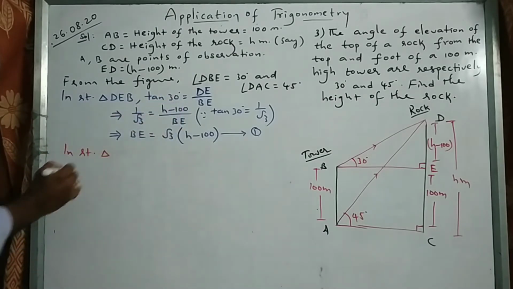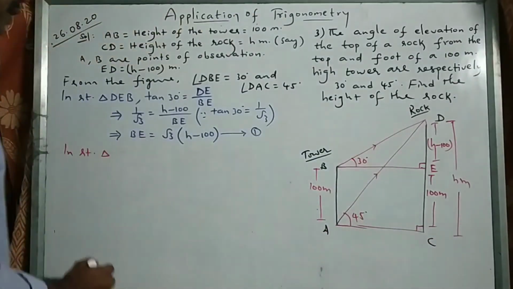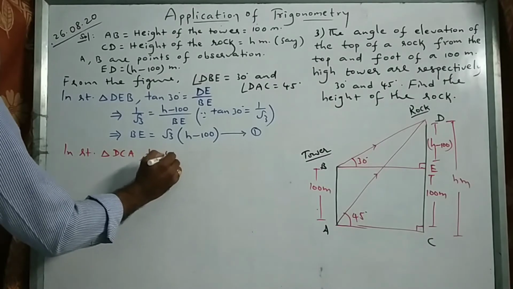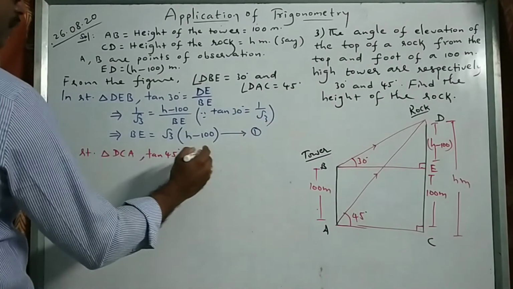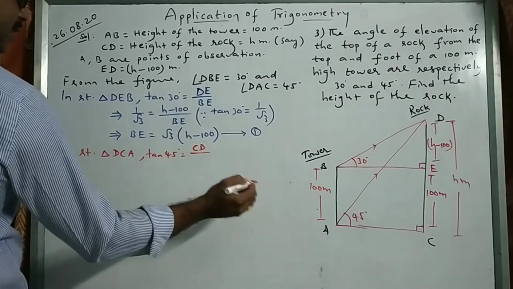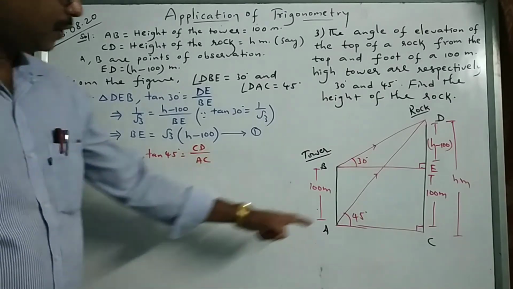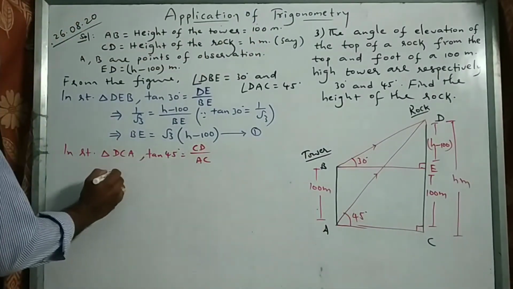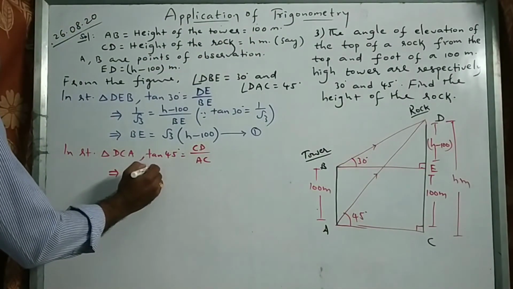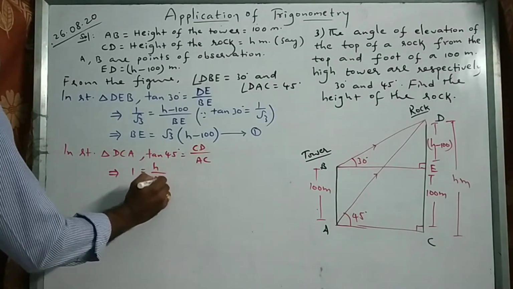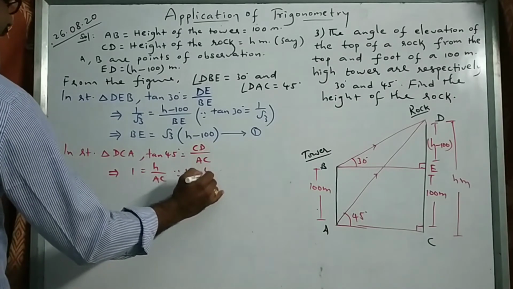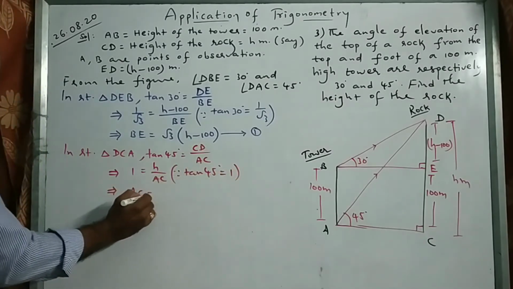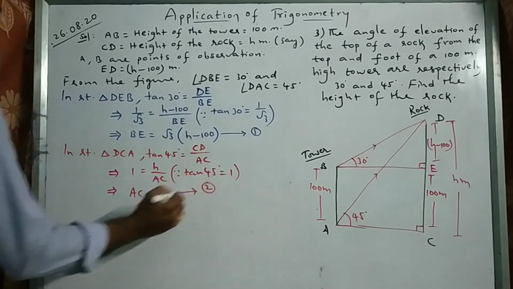In right triangle DCA, big one. DCA, take tan 45 equal to opposite to 45 CD by adjacent to 45 AC. For 45 opposite side is what? CD and AC. So tan 45 you know 1, CD h by AC. So tan 45 degrees value how much? 1. So from here AC equal to h, equation 2.